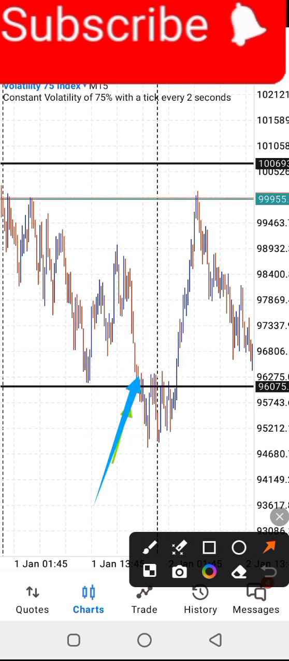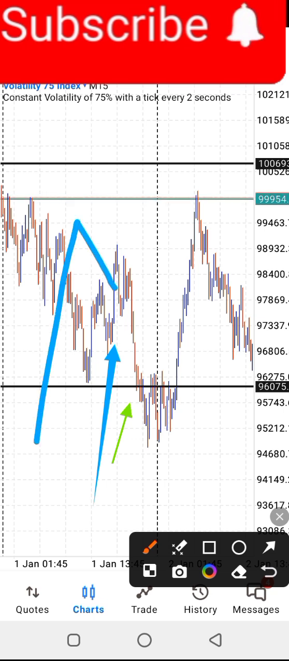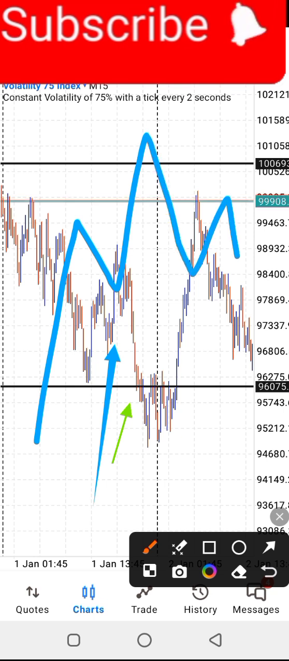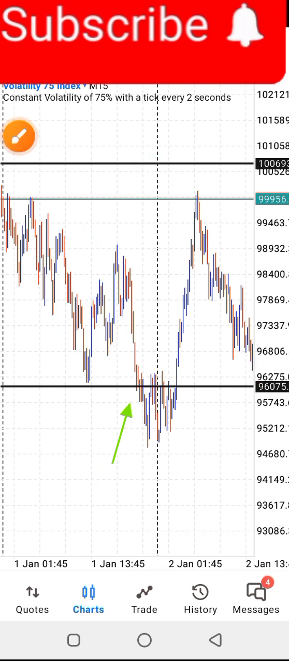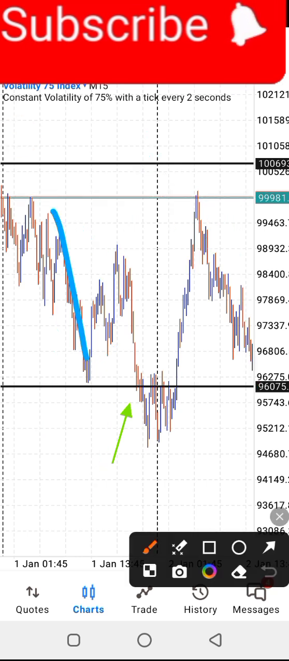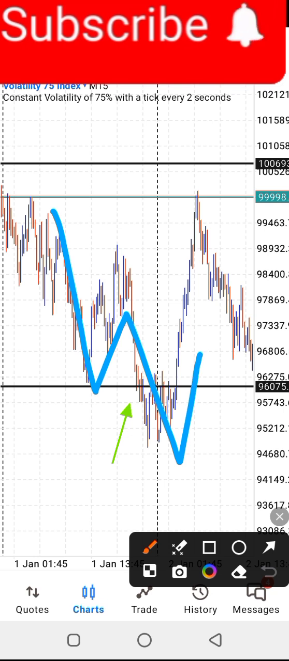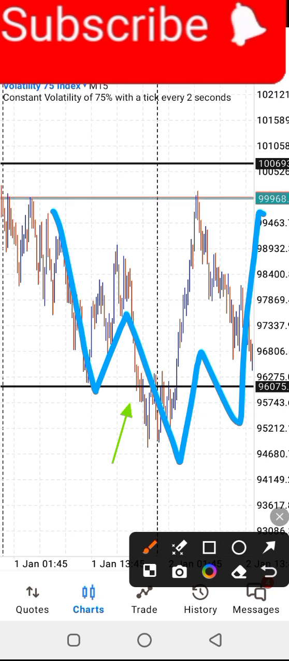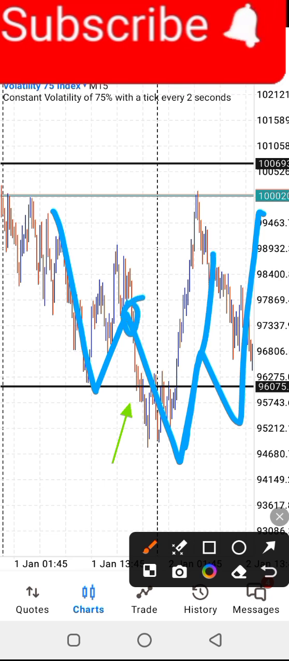Okay, so some people confuse the Quasimodo with the head and shoulder, but it's a little bit different. The head and shoulder can be something like this. You have your head, you have your shoulder like this. Okay, this is the head and shoulder pattern, and the reverse head and shoulder is something of this nature. So the difference between head and shoulder and Quasimodo is that for you to have a valid Quasimodo level, this part needs to go above this. Okay, so this has to go above this.